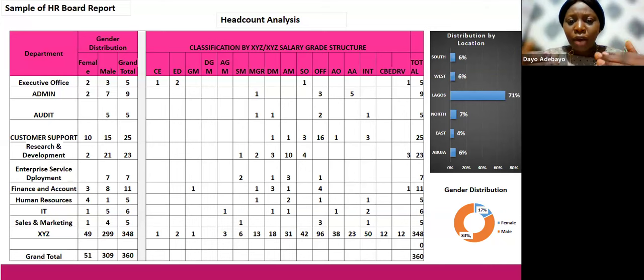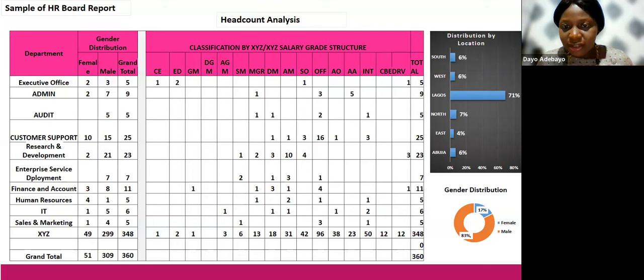Okay, so now going down, after breaking everything down, looking at the third to the last row, where I have the total. In total, I'm telling them that most of our staff in SYZ company fall under officer level, salary grade level. That is about 96. That's where I have 96.